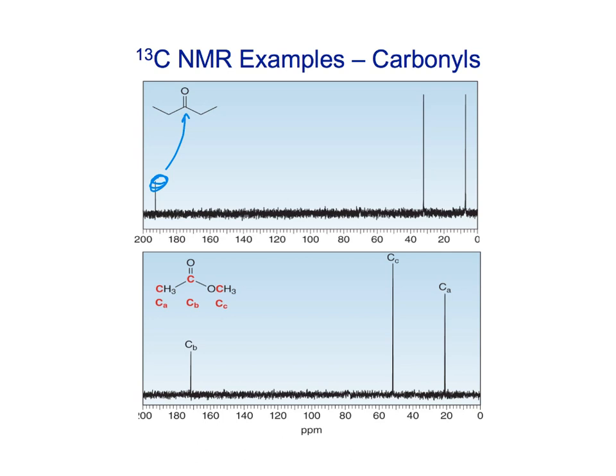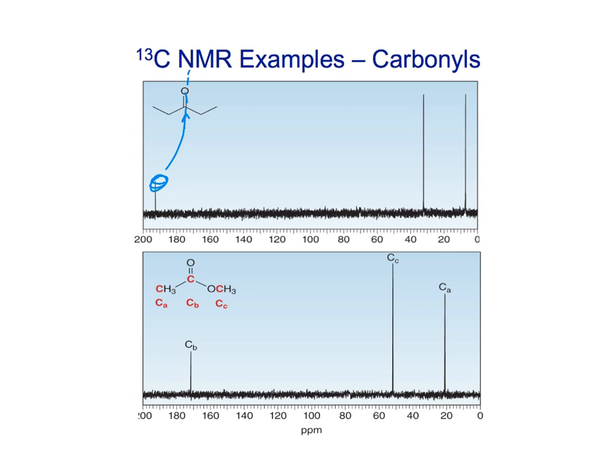We only have 3 peaks because there's a plane of symmetry right through the carbonyl. So the 2 ethyl groups are equivalent to one another. But notice, the quaternary one is small. We can't really integrate that one to these other 2 to determine our symmetry.